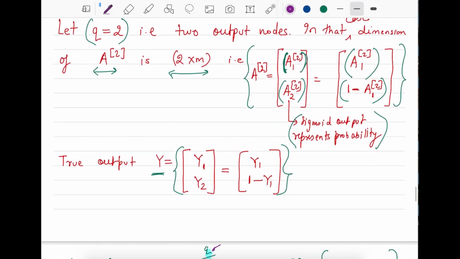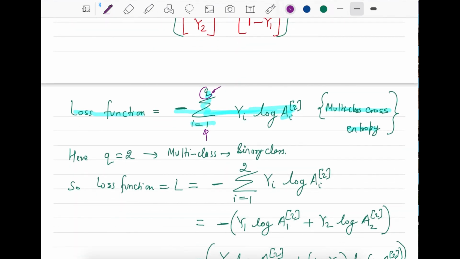So this is that Q, and this is your yi log ai. This is the estimated value that is coming through the neural network, and this is the actual label, the actual value. What you are doing is taking yi log of ai, and this is what we call a multiple class cross entropy loss.